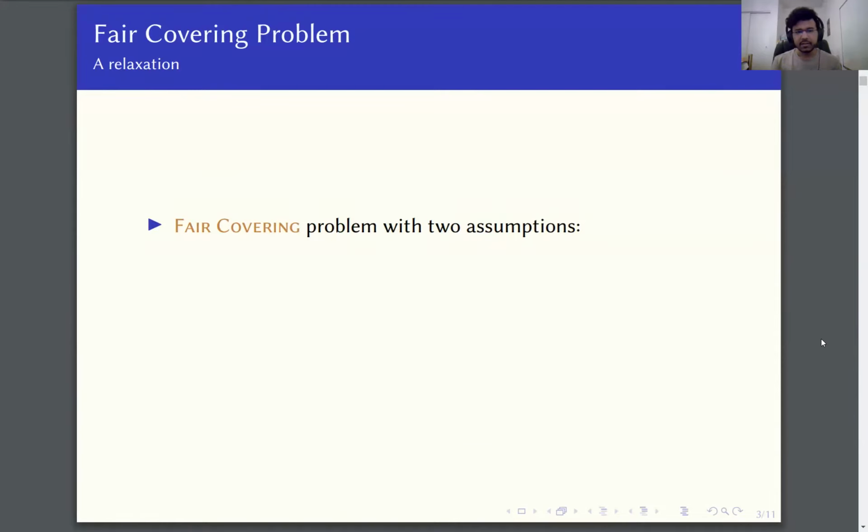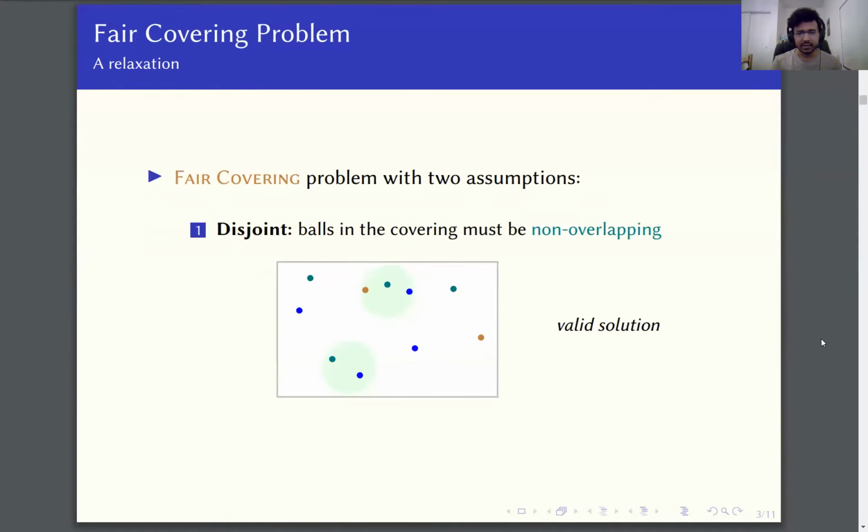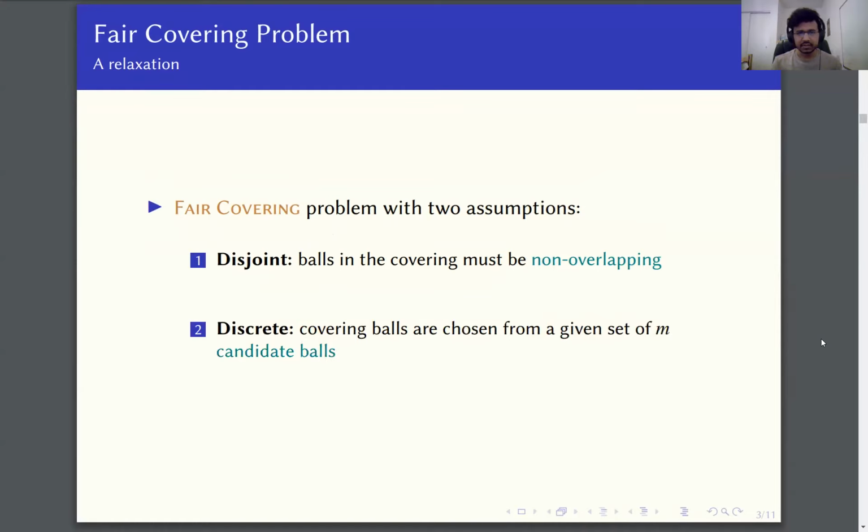In this work, we consider the fair covering problem with 2 additional assumptions. First, we consider disjointness, which entails that balls in the covering must be non-overlapping. Hence, a solution like this is a valid solution for the fair covering problem, but a solution like this is an invalid solution. Next, we consider discreteness.